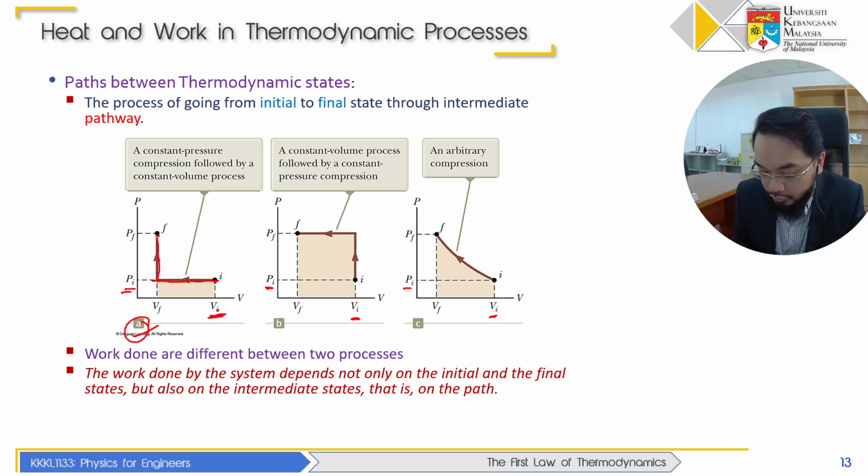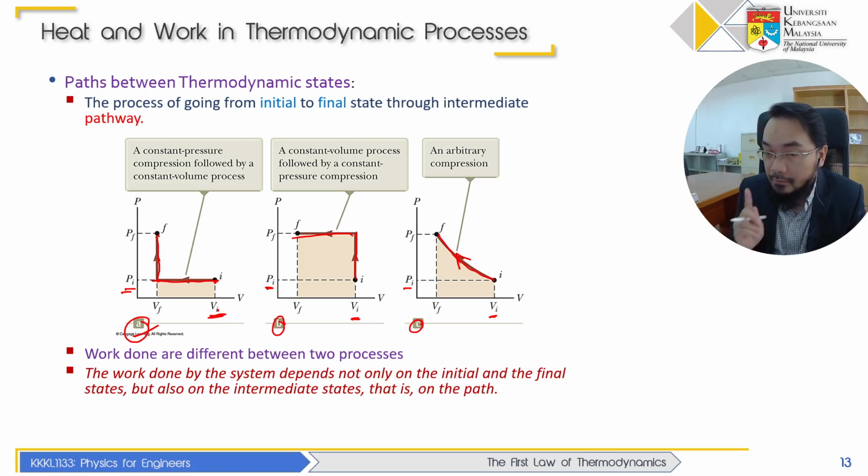So it goes through a constant pressure process followed by a constant volume process. In B, it goes through a constant volume process first and only then a constant pressure process. In C, it goes through an arbitrary curve like this between I and F. All of them are compression, but the compression consists of different thermodynamic processes.